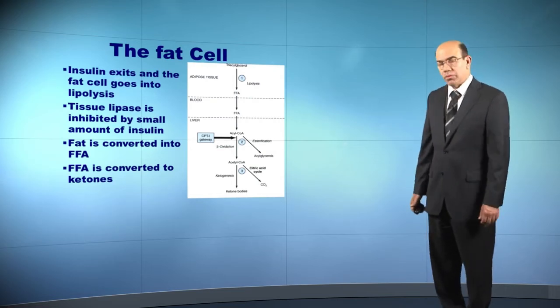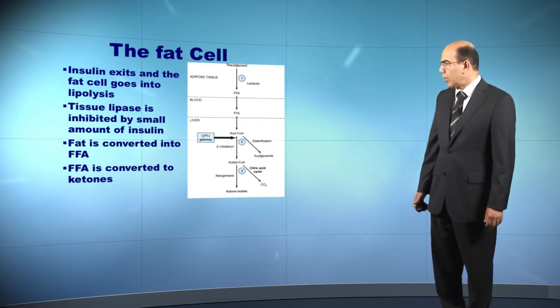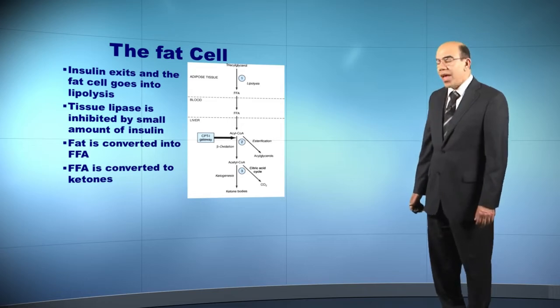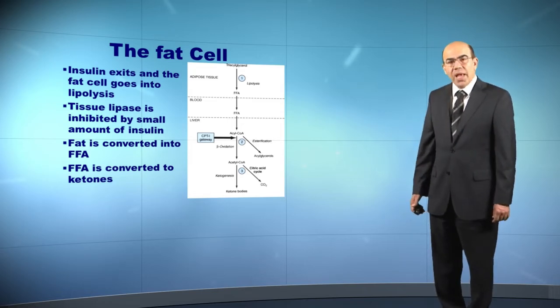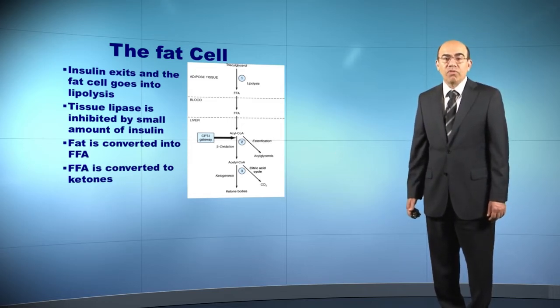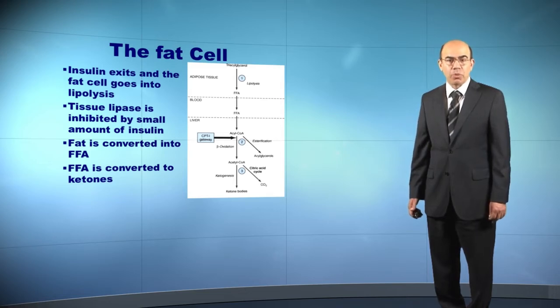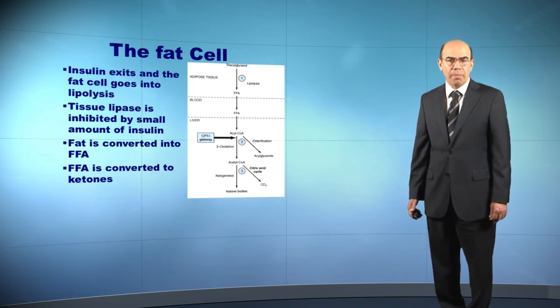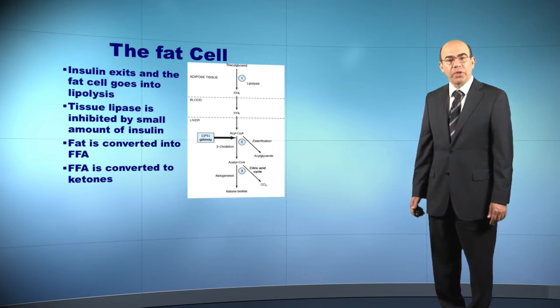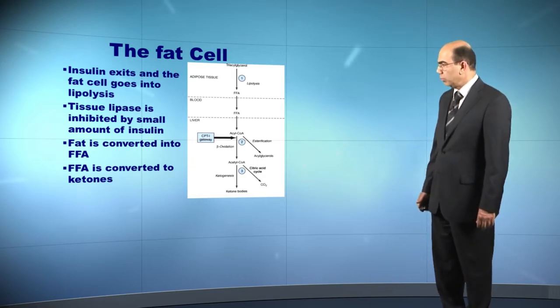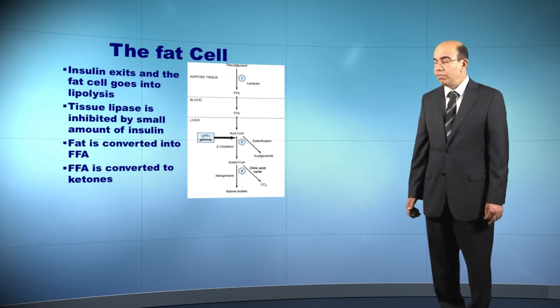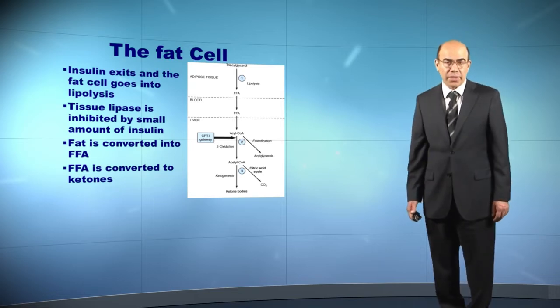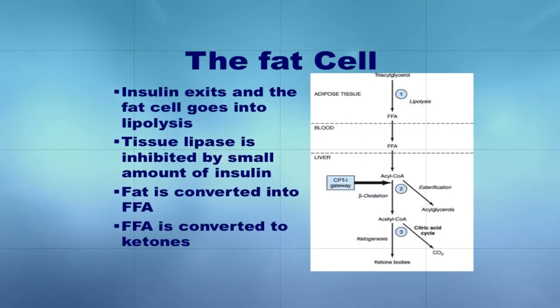This diagram depicts what happens in the fat cell. With insulin deficiency, the fat cell goes into lipolysis. And the reason this happens is because of the activity of the enzyme lipoprotein lipase. This enzyme is easily inhibited by a small amount of insulin. And as such, deficiency allows this enzyme to perform lipolysis in the fat cells. Therefore, fat is converted into free fatty acid, and free fatty acids are transported to the liver where it is converted into ketone bodies.